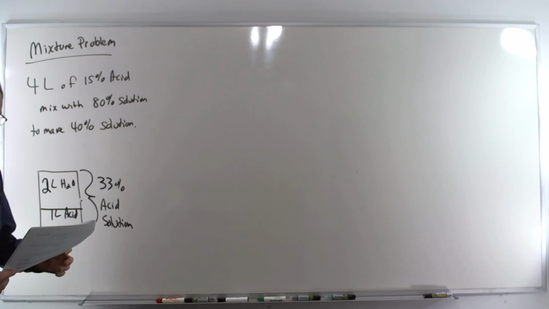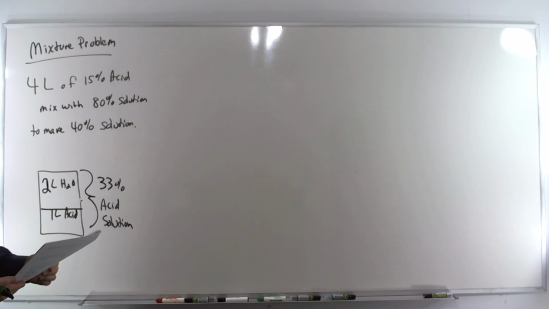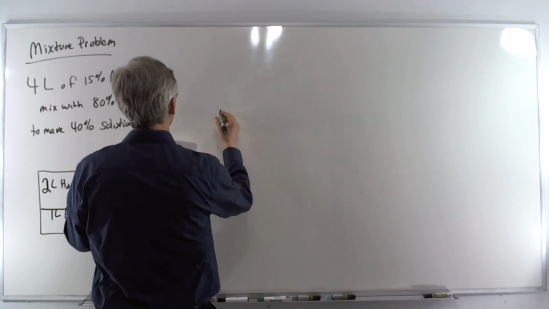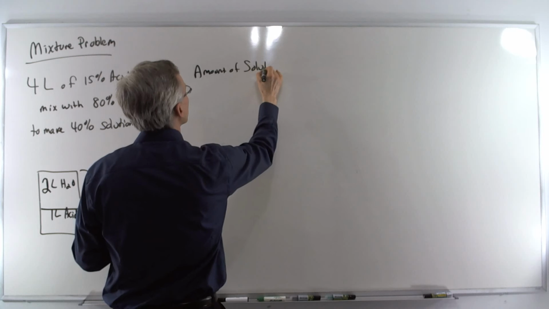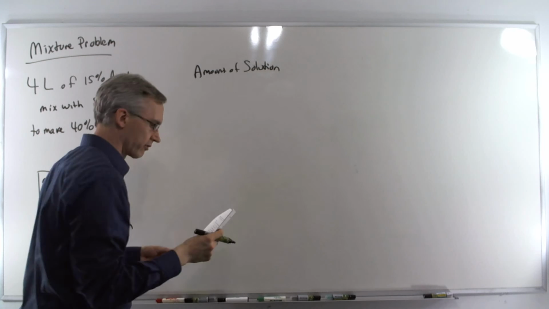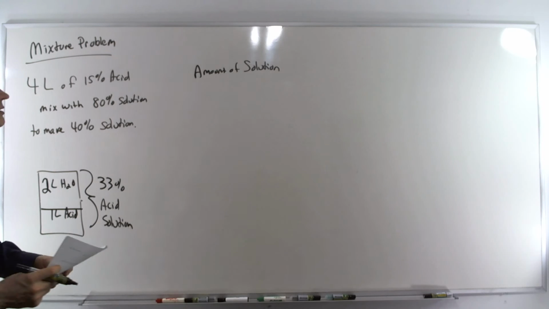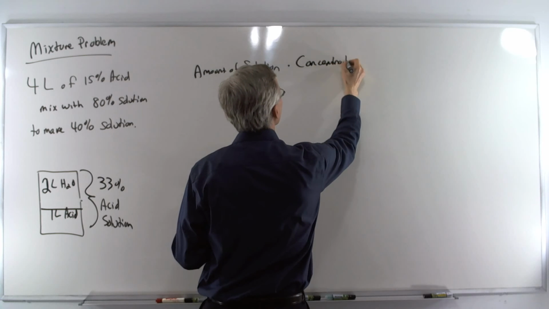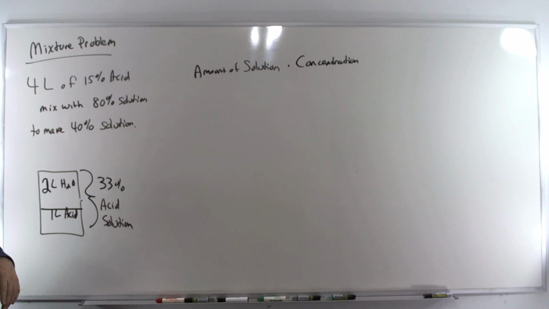Now for this problem, it's really helpful to use a table. And the table itself is going to reflect the equation that we use. The equation is amount of solution, that's the total volume of both the water and the acid, the total volume of the whole solution, multiplied by the concentration. Concentration is this percentage value, and we're going to express that as a decimal so we can do math with it.